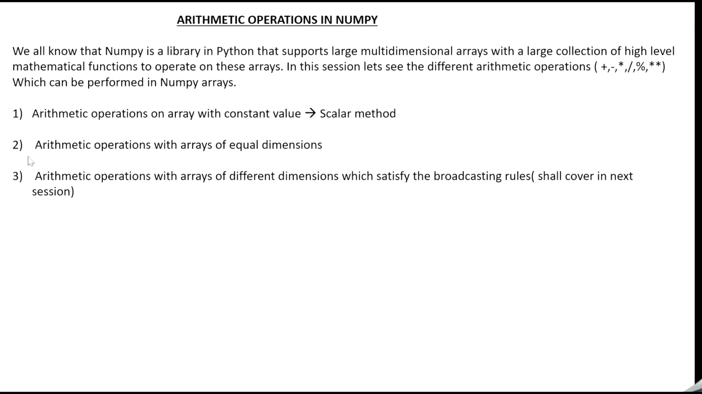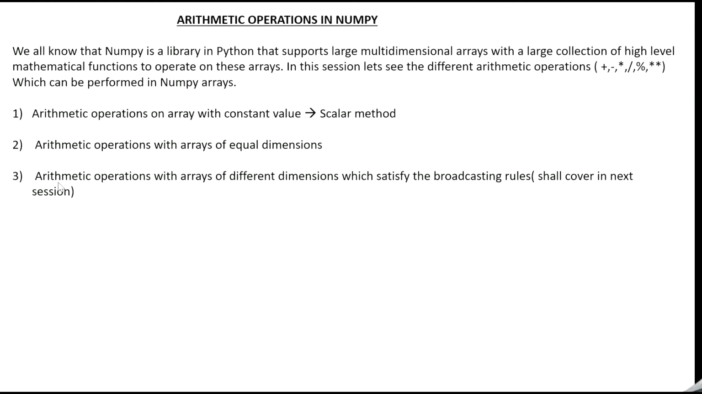In the second method, we have arithmetic operations with arrays of equal dimensions. So in this case, we need two arrays, that is array 1 and array 2, and we can do array 1 plus array 2 or array 1 minus array 2, and we can do various mathematical operations on these two particular arrays of equal dimensions.